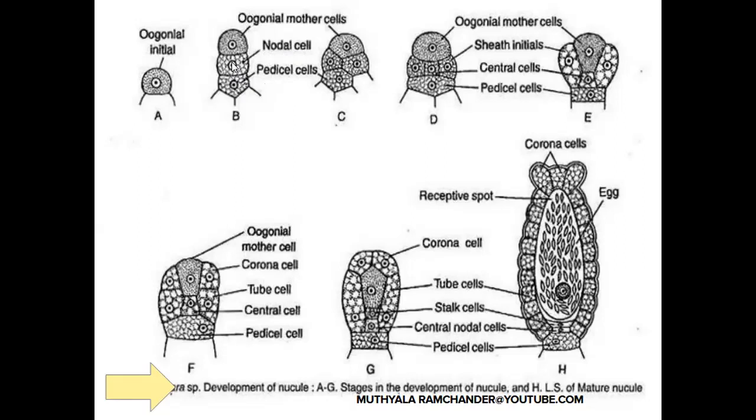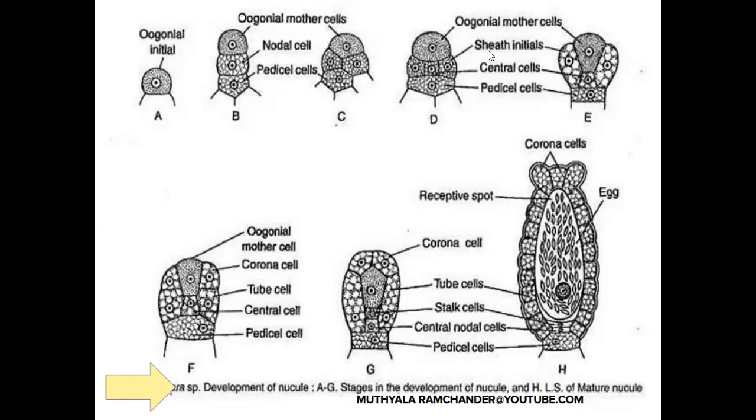And above this nodal cell, or above this tube cell, the oogonial mother cell is present. See, the oogonial mother cell also cannot participate in further divisions. But the middle cell, called the nodal cell or tube cell, participates in mitotic division to form 6 cells. The 6 cells are arranged in a whorl condition. One cell is present at the center.